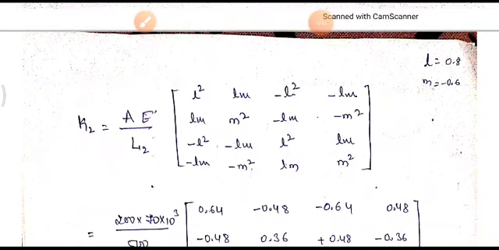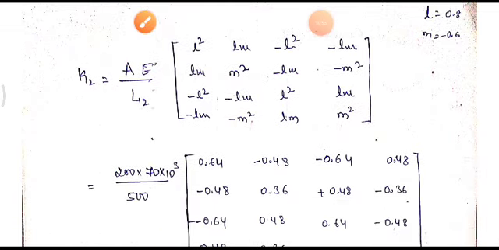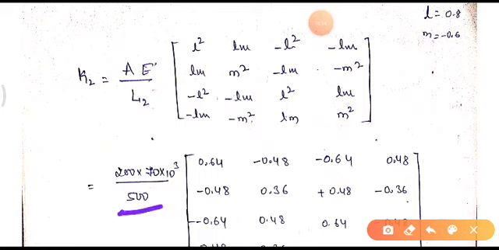Once we determine the stiffness matrix for the first element, the same thing we need to determine for the second element, where we know the area is the same, that is 200, Young's modulus is 17 times 10 raised to 3, and the length of the second element is 500. By using the Pythagoras theorem, we have found out this length. Next, again the same stiffness matrix.